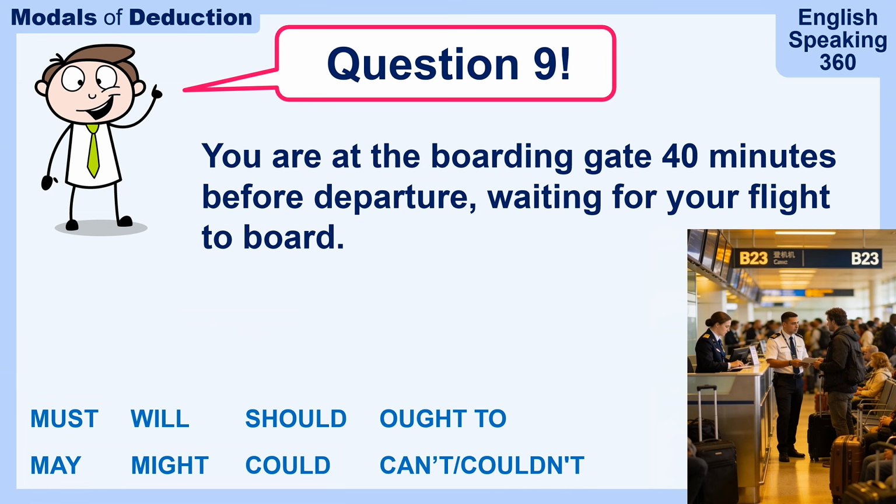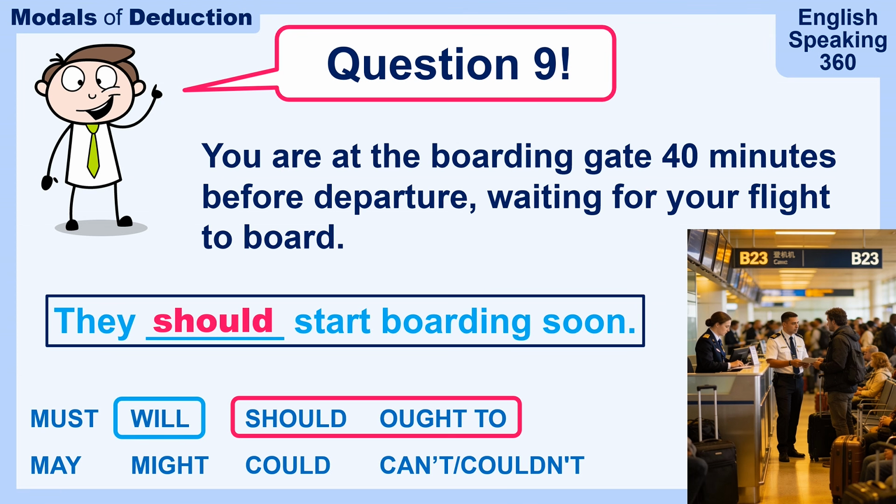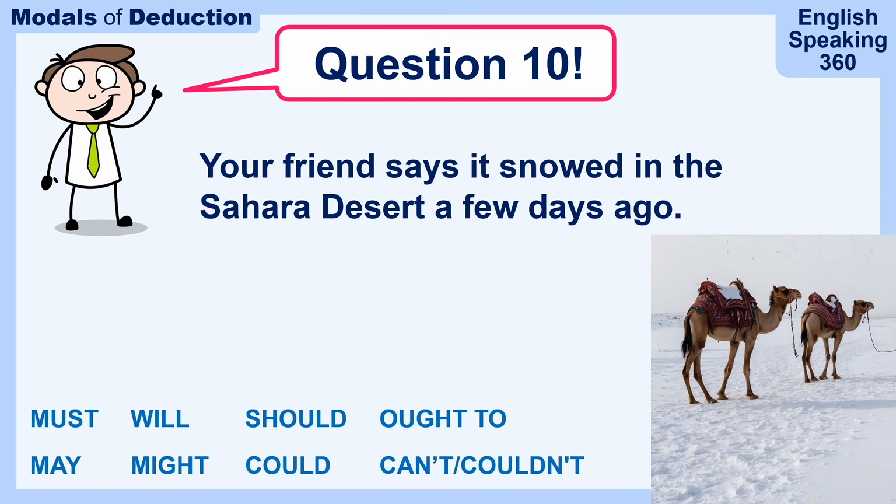Question 9. You are at the boarding gate 40 minutes before departure, waiting for your flight to board. So you know that based on experience, the regular schedule is that boarding for a flight starts about 30 minutes before departure. So they start boarding soon. They should start boarding soon, that's right, because it's based on a logical expectation. But you might argue that it's also a pattern. So boarding 30 minutes before departure is a pattern, so you could say they will start boarding soon. That also works.